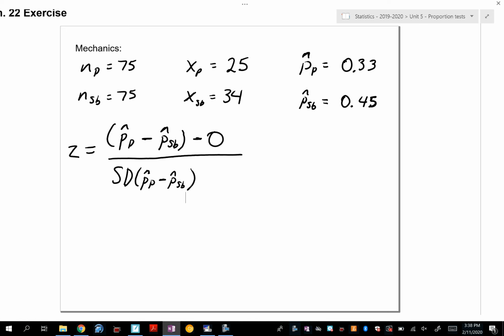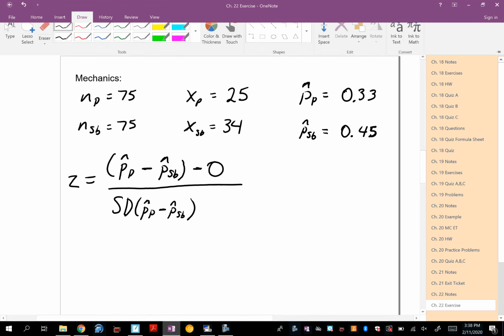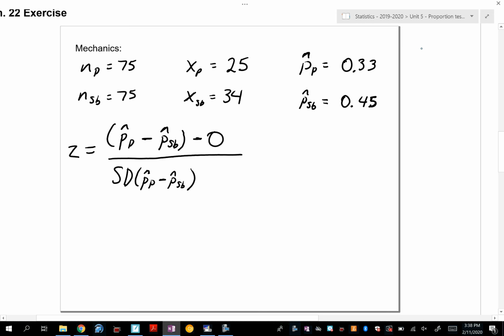But even in there, we have to use a pooled p hat. So we need to pool them together. Let's do that over here. I use blue for the pool. All right, so this is p hat pooled.